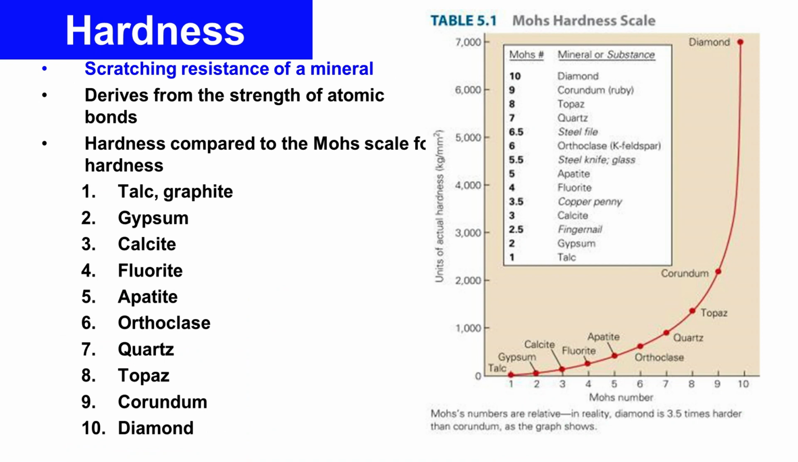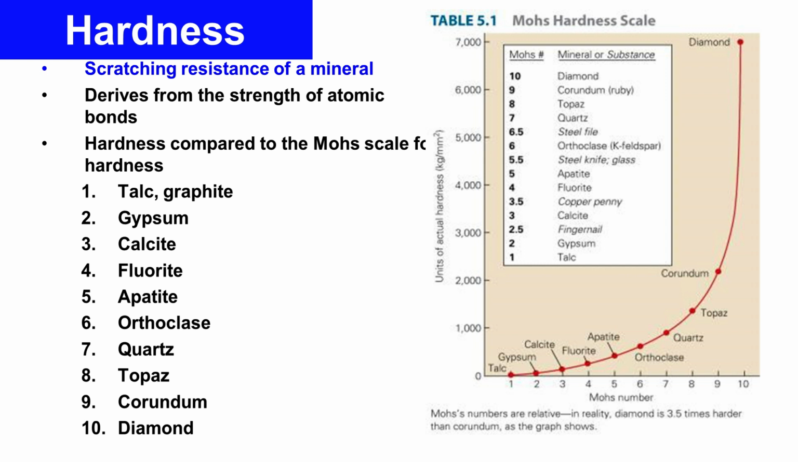Hardness is the scratching resistance of a mineral. It is related to the strength of atomic bonding in the mineral. Hardness can be estimated with the Mohs scale for hardness of minerals. This is not absolute hardness, but relative hardness.